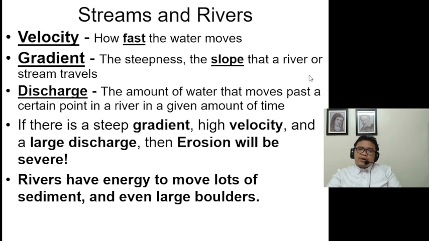Well, there are several factors that could affect the erosion of materials through streams and rivers, or shall we say water in general. First, the velocity of the running stream or river, or how fast the water moves. The faster the water moves, the more force it carries, and the more force this water carries, the more it has the tendency to weather rock particles. Then we also have gradient. When you say gradient, that's the steepness of the slope that a river or stream travels.